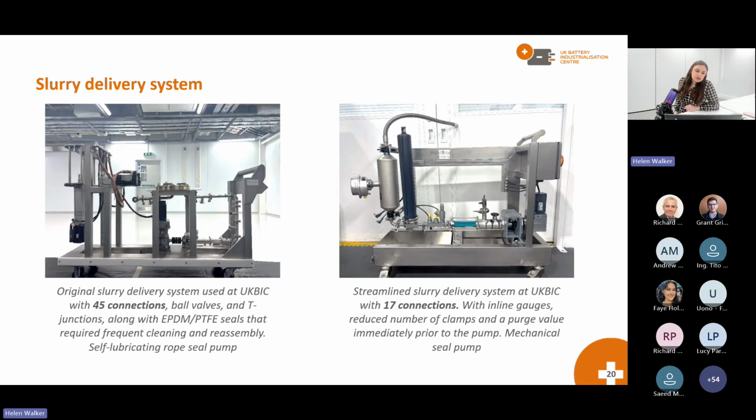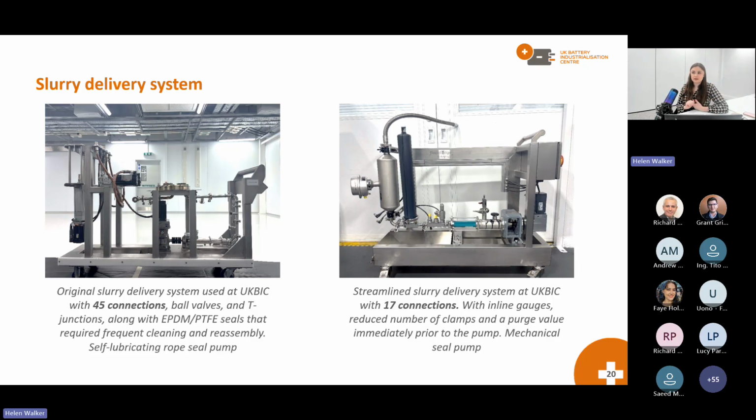So I mentioned slurry delivery system being important. As part of quite significant engineering upgrades that we had on our line last year, we changed our slurry delivery system. It not only was a much more streamlined system, the new system that we have, but it also improved our capability in other areas. But what it meant was that we moved from a system which had 45 connections to 17 connections.